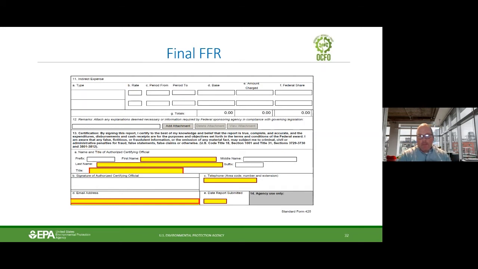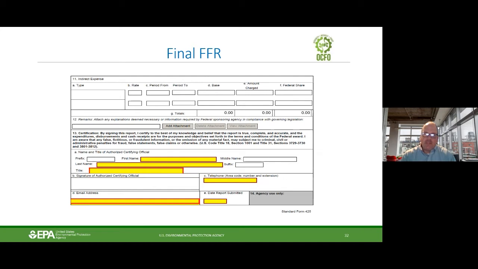If you are approved for indirect expenses in your grant, so in your budget, you need to be approved for indirect expenses to charge indirect expenses. If you are, you would report that here on line 11. Line 12 would be any additional information that you have. And then, of course, at the end is the signature: your certifying official, whoever you authorize to sign FFRs at your organization, would sign it and provide the telephone, email address, and a date.